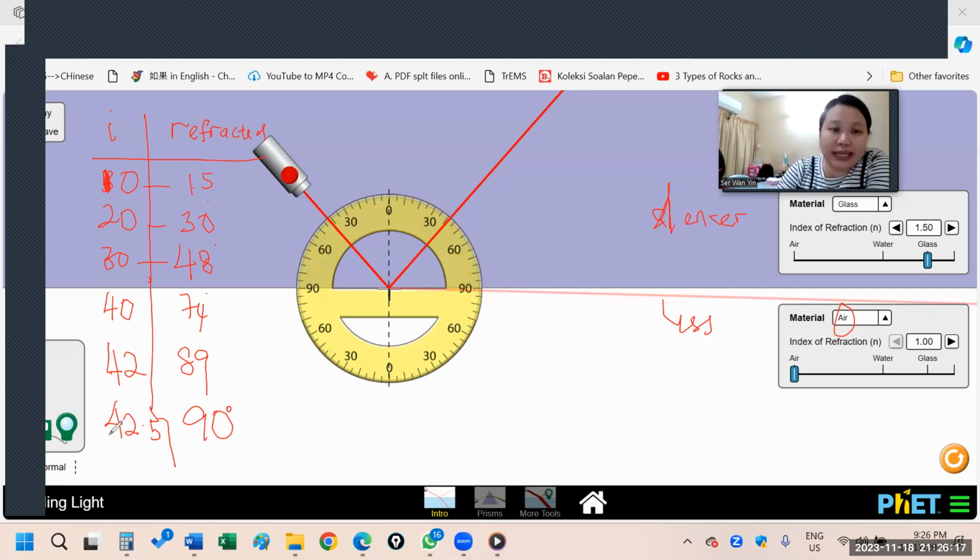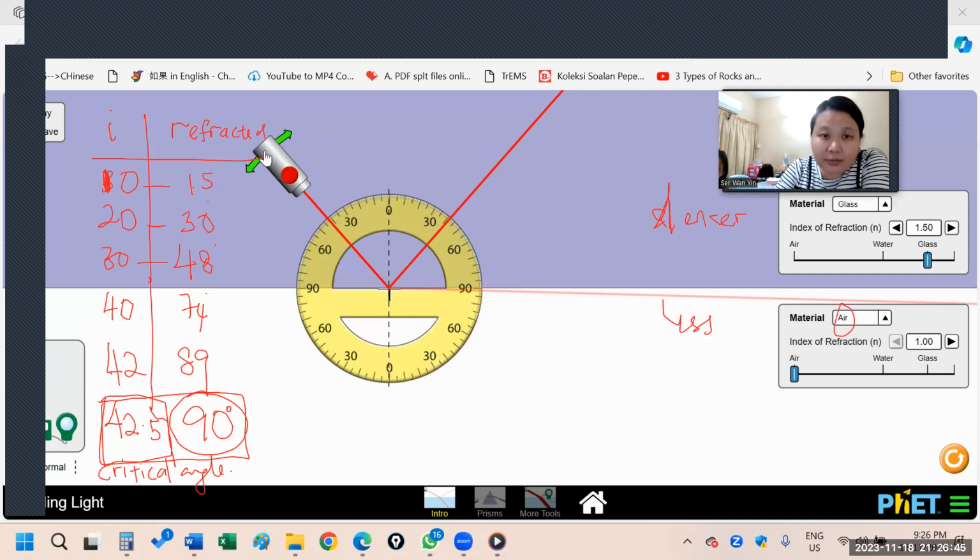Okay, so now we can say that at this angle, 42.5, the light will be refracted at 90 degrees. So this incident angle, we call it the critical angle. Critical angle. Okay, means what? Means after 42.5.